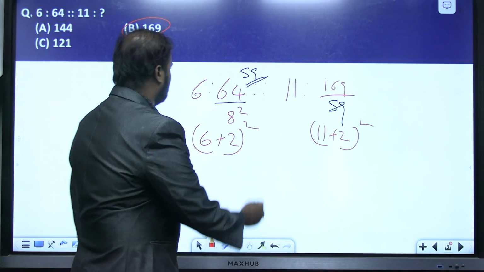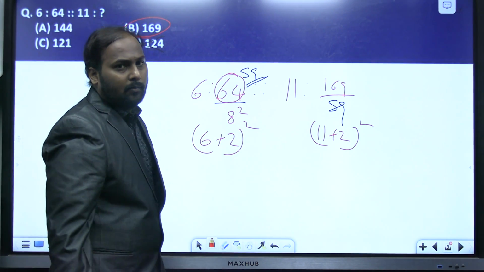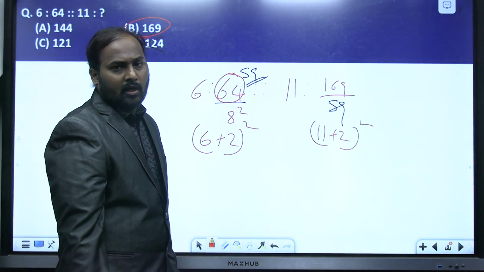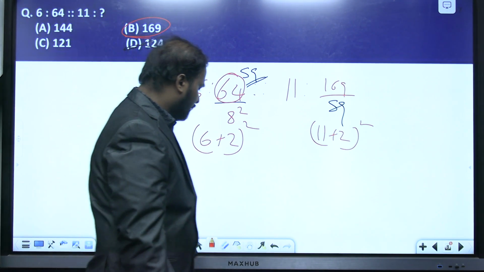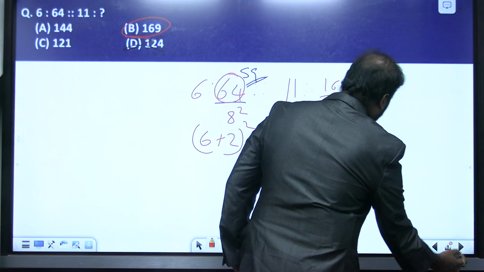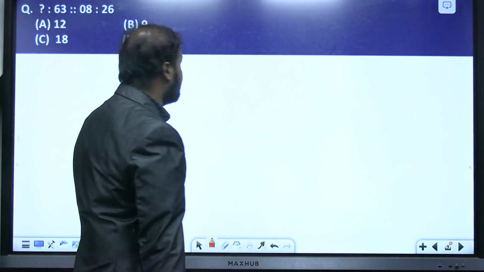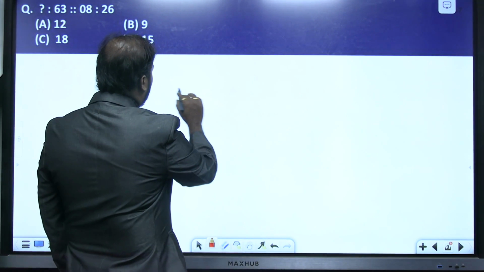Again the clue is here, this square. Because if you are unable to recognize this type of clues in the exam, you will end up solving the same question for 2 minutes or 2.5 minutes. In the exam, you should solve this question in less than half a minute, that is 30 seconds. You see one more question here.